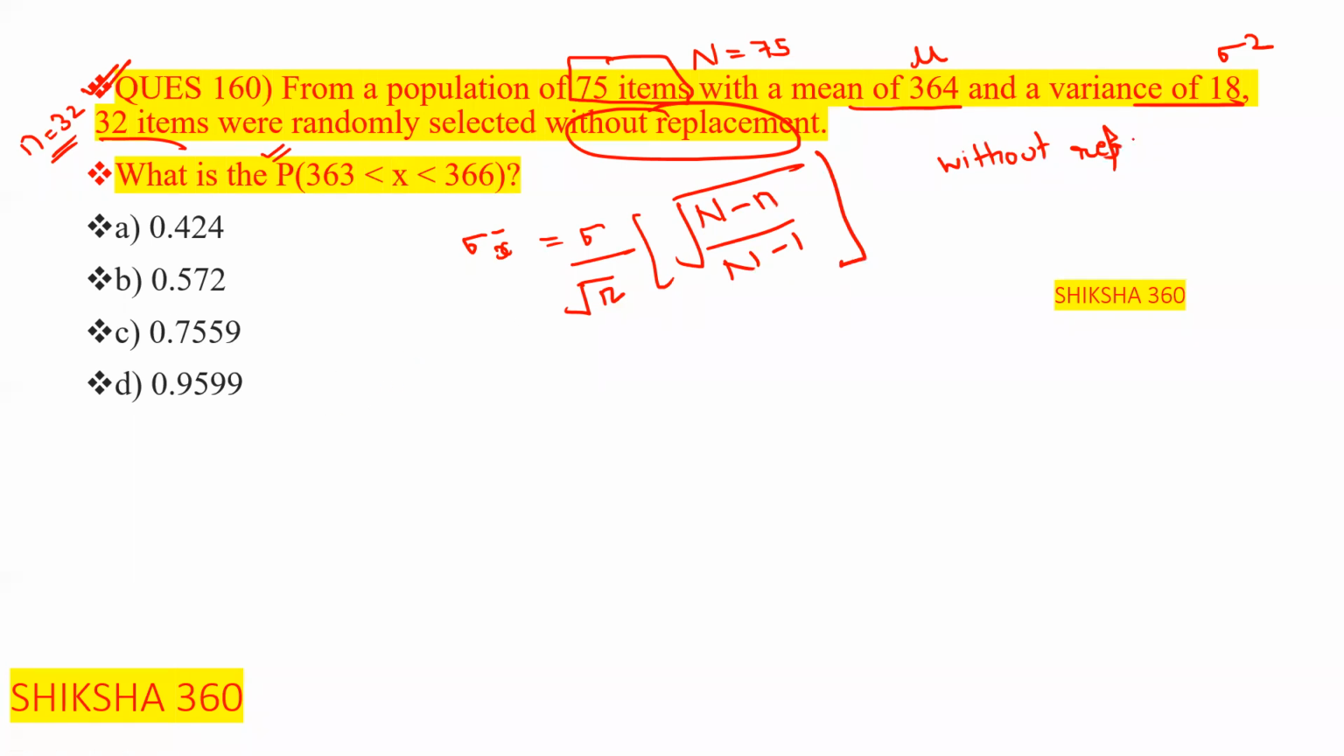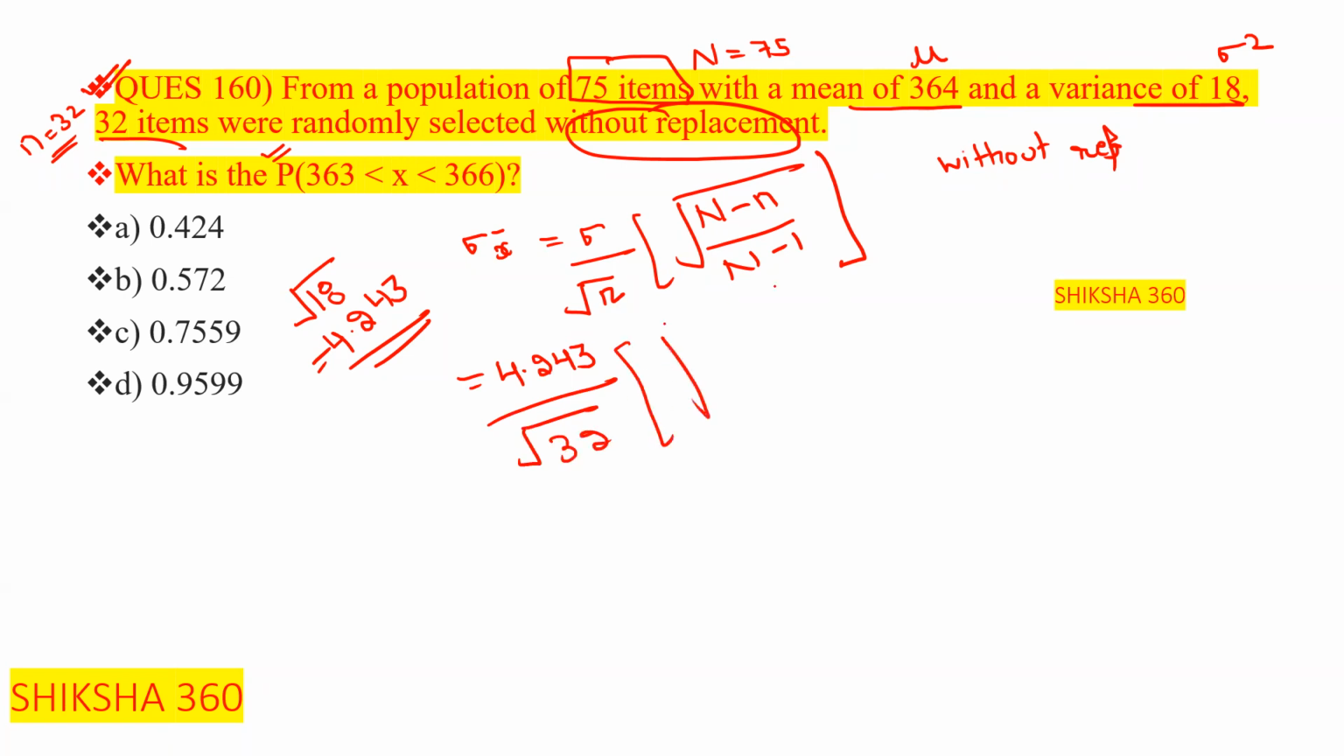So put the value here, sigma is under root 18. What is the value of under root 18? Under root 18 is equal to 4.243. Put the value here: 4.243 upon under root n, that is under root 32, multiplied by under root of capital N, 75 minus 32, upon 75 minus 1.